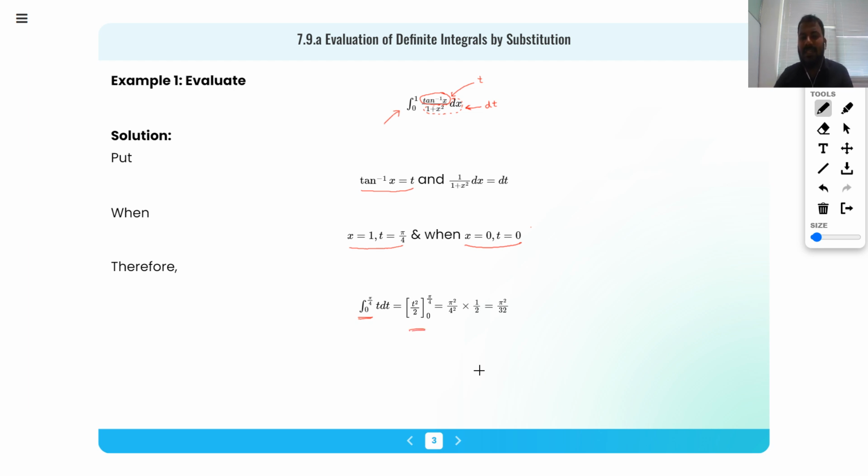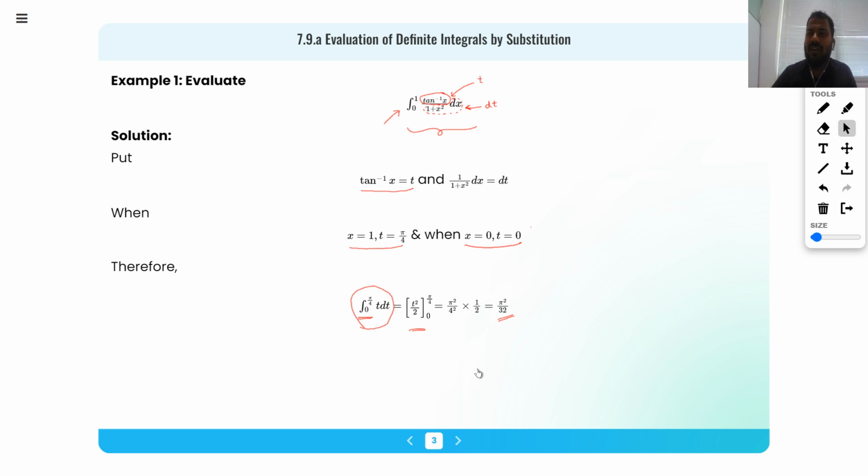So now t square by 2, ranging from 0 to pi by 4. I can write it as (pi by 4) square divided by 2, which is multiplied by half, and the other one is 0 square by 2, which is going to be 0. So I can take pi square over 32 as the final answer. You can see the one which was a bit complex, we have converted into a very simple integration. This is the beauty of integration by substitution.